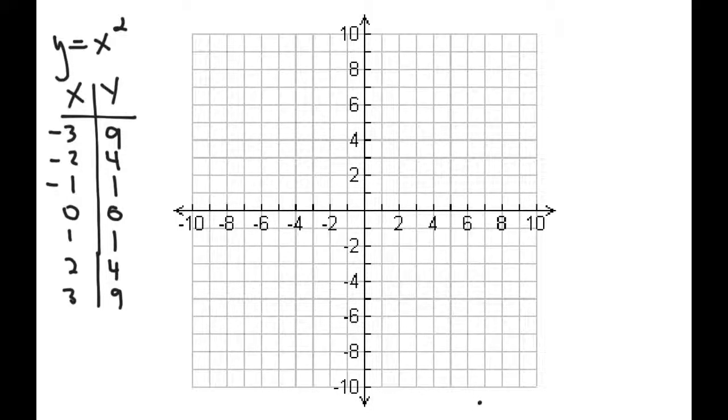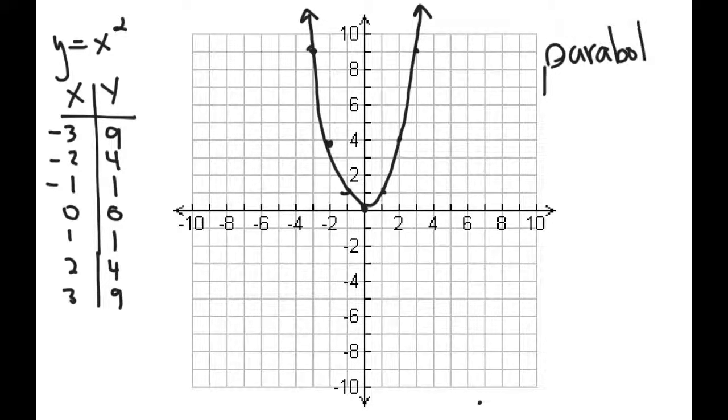So here's -3, 9, -2, 4, -1, 1, 0, 0, 1, 1, 2, 4, and 3, 9. And the curve is this U-shaped, which we refer to as a parabola. Sorry, my pen's not working well.